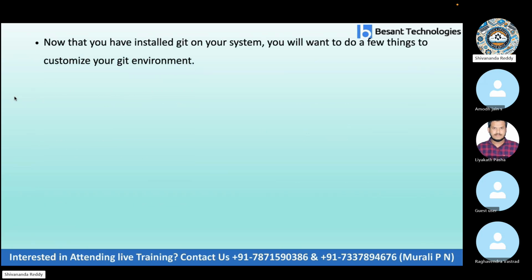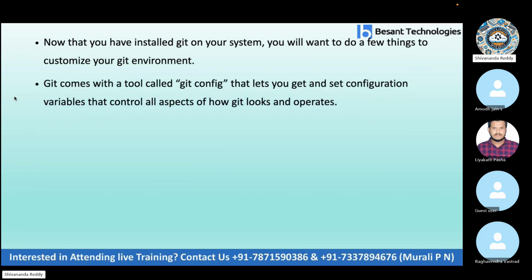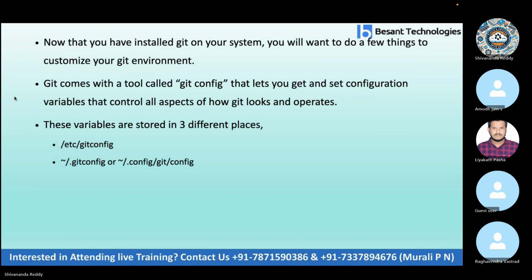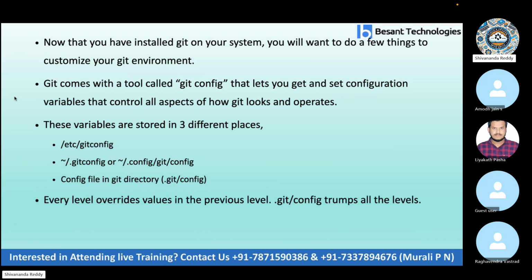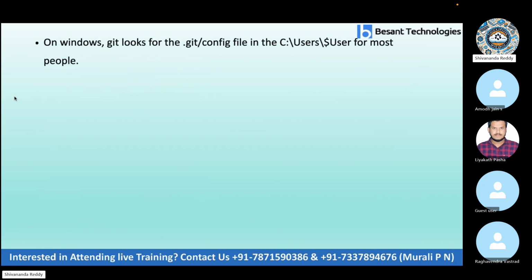Now that you have installed Git on your system, we want to do a few things to customize your Git environment. Git comes with a tool called git config that lets you get and set the configuration variables that control all aspects of how Git looks and operates. These variables are stored in 3 different places, like /etc/gitconfig. Every level overrides the values in the previous level, and .git/config trumps all the levels. On Windows, Git looks for the .gitconfig file in the C drive users folder for most people. You can review all your settings by running git config --list --show-origin.